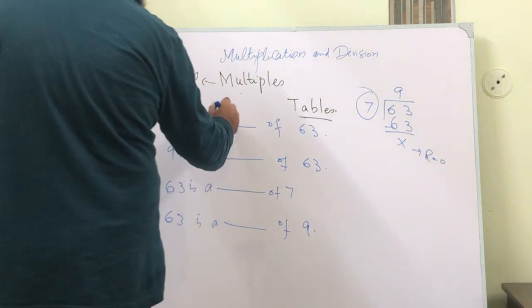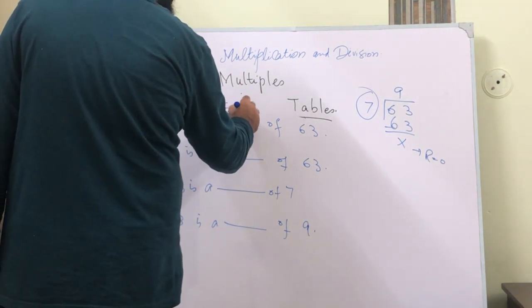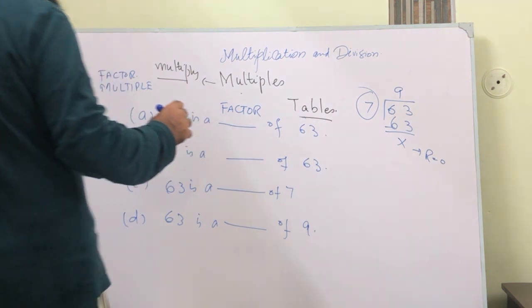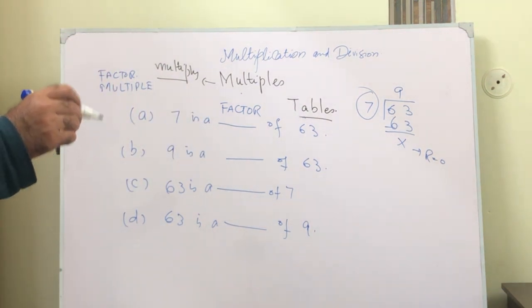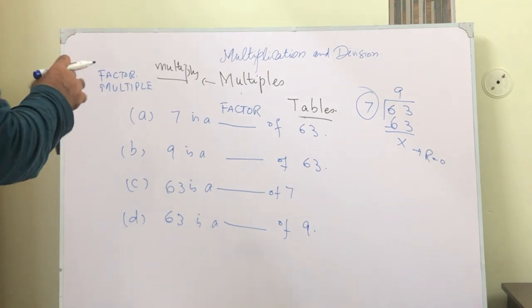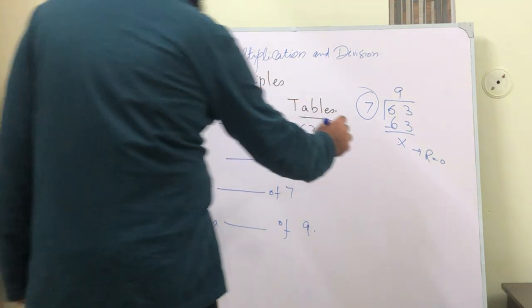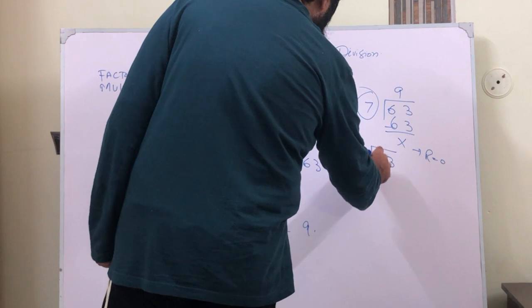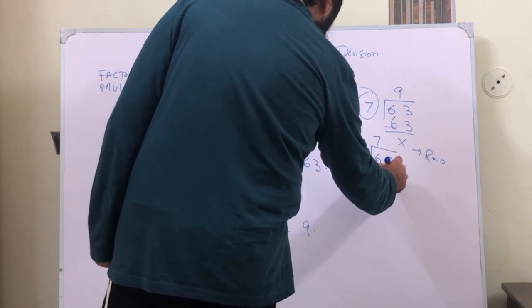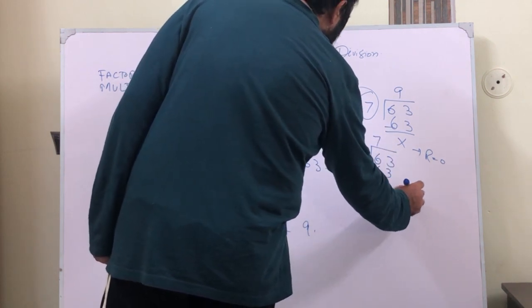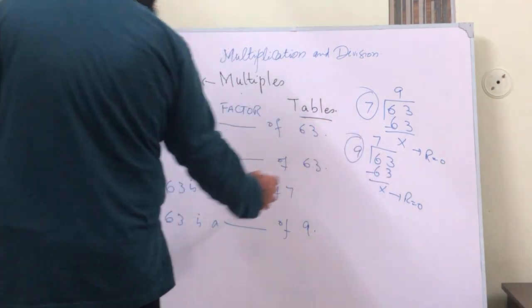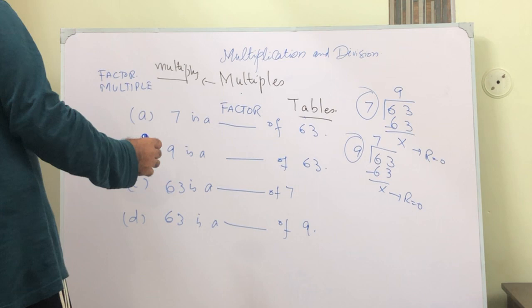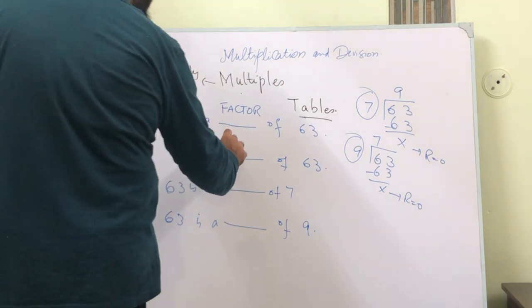So 7 is a factor of 63. Why? Because when we divide 63 by 7, we get remainder 0. 9 is a factor of 63. Similarly, when we divide it by 9, we get 9 7s are 63, remainder is 0. So when we divide by a number and we get the remainder 0, that is a factor. So 9 is a factor of 63.